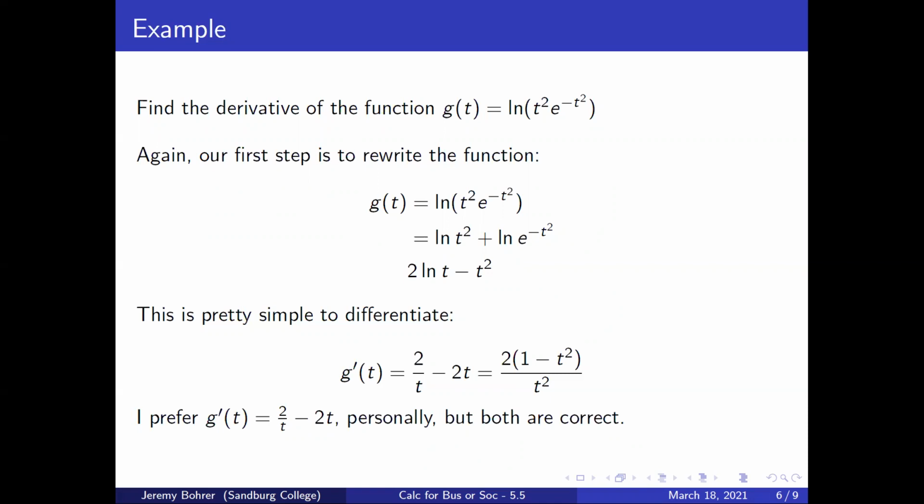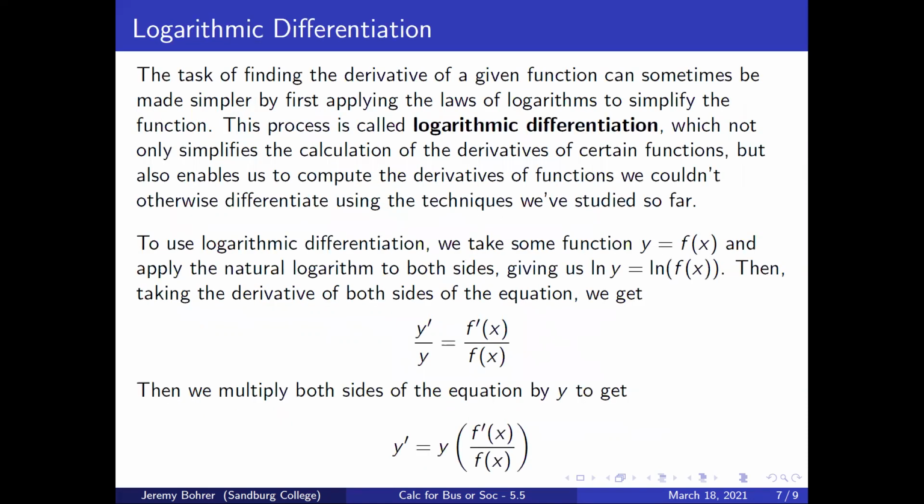G prime of t equals 2 over t minus 2t, which is equal to 2 times 1 minus t squared all over t squared. Personally, I prefer g prime of t equals 2 over t minus 2t, but both are correct. The task of finding the derivative of a given function can sometimes be made simpler by first applying the laws of logarithms to simplify the function.